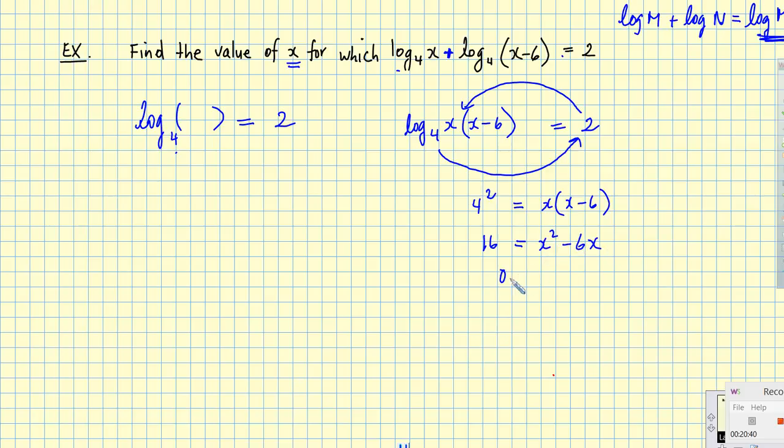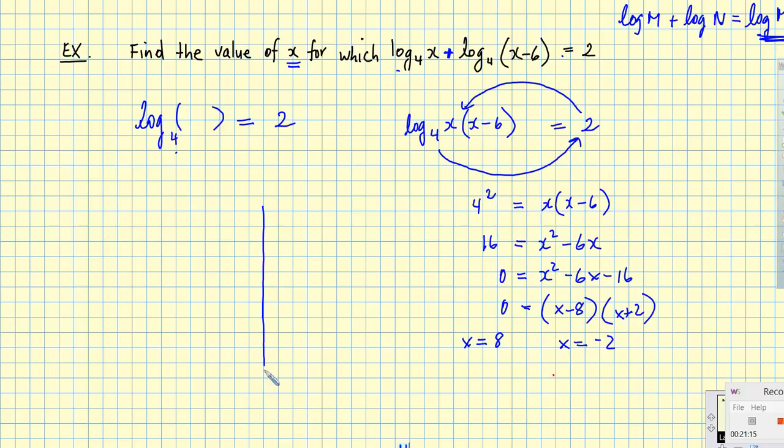I bring everything over to one side and I solve for x. So I have x squared minus 6x minus 16. And I end up getting that 0 is equal to x minus 8 times x plus 2. I solve for x now. So x is either equal to 8 or x equals negative 2. The only problem is that I can say that x is equal to 8, no doubt. But can I say that x is equal to negative 2?